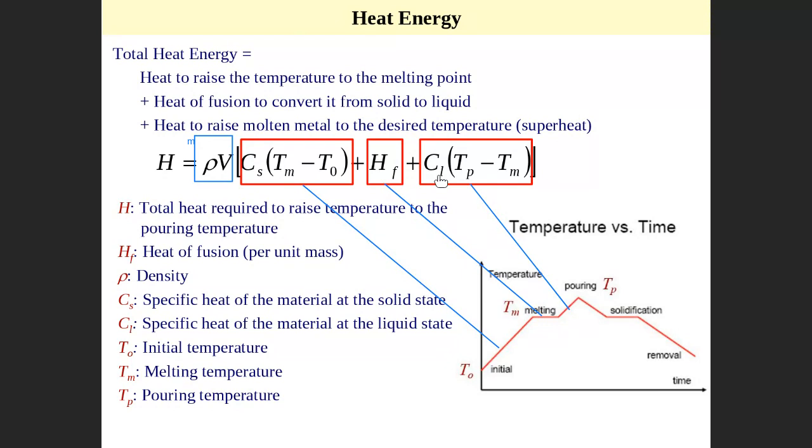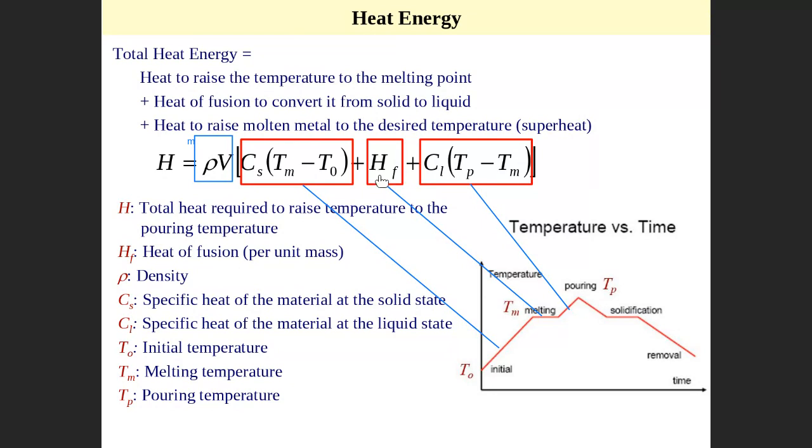Yeah, different. The specific heat of the material as a liquid is different from the specific heat of the material as a solid. So this is CL multiplied by (TB minus TM), the specific heat of the material to raise the temperature from TM to TB. HF here is related to this area. This area we call heat fusion.